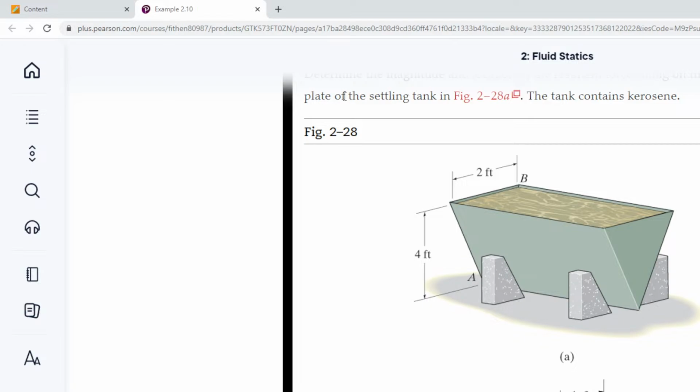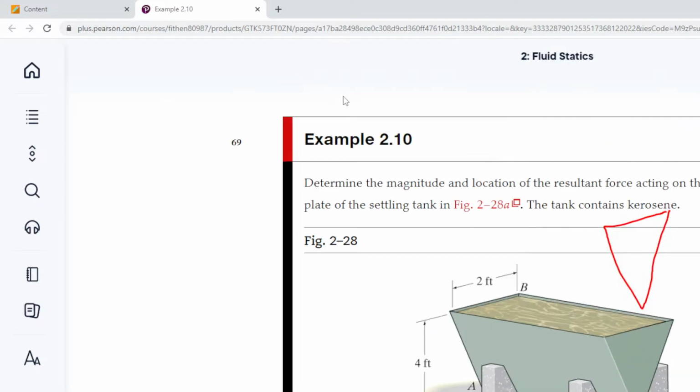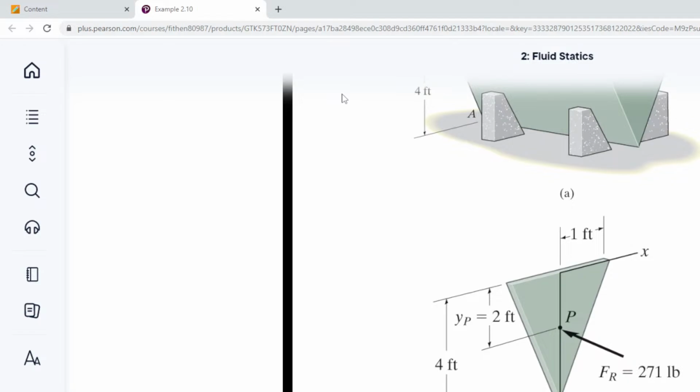Okay, so we start with this tank here, which is obviously a triangle, and it contains kerosene, and determine the magnitude and the location of the resulting force acting along the triangular end of the plate. Let's see if this works. Thank goodness.